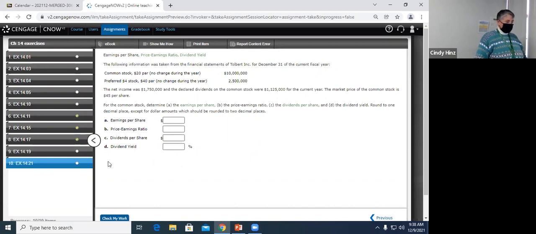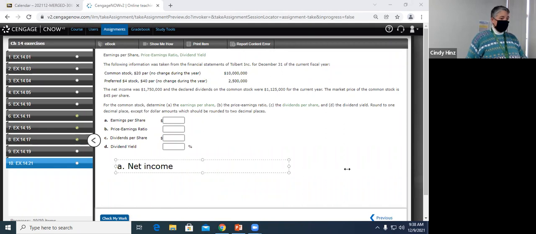Let's start with earnings per share though. Let me get my tool up here so I can write. So for earnings per share, we start with how much money did they make, net income. But this is earnings per common share. Remember, the earnings for the preferred stockholders are their dividends, right? And then the common stockholders get whatever's left.